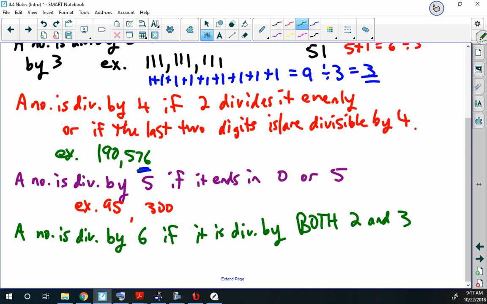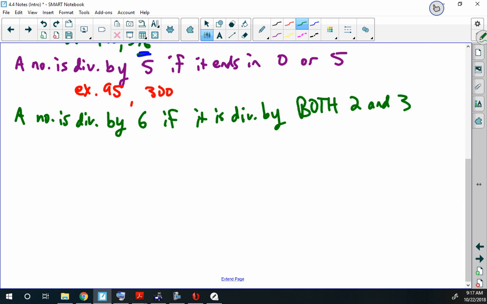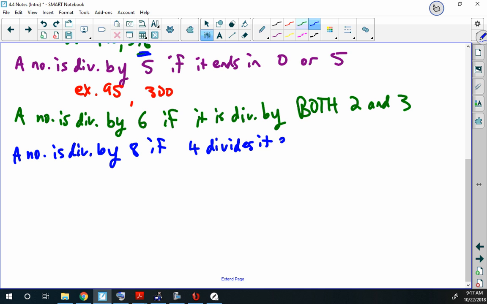And there is a rule for 7. I don't remember it. It's really complicated, more complicated than I care to explain. So for now, with 7, we're just going to say try it. Okay? But let's jump to 8. A number is divisible by 8 if 4 divides it evenly.